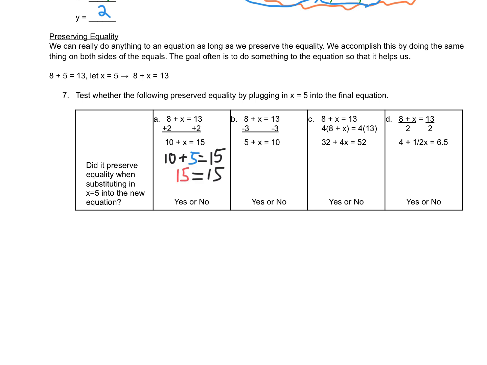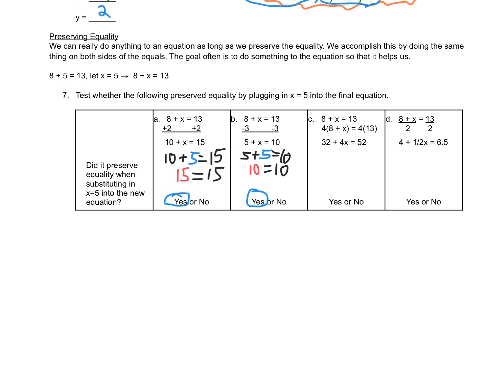We see when I plug in 5 for the x, that's 10 plus 5 is 15. 15 does equal 15, so did I preserve equality? Yes. So I can add the same number to both sides. Can I subtract the same number from both sides? I have 8 plus x equals 13. I subtract 3 from both sides. That gave me 5 plus x equals 10. Again, plug in 5. Does that left side equal the right side? And the answer is yes. So I can add the same thing to both sides. I preserve equality. I can subtract the same thing from both sides. Preserves equality.